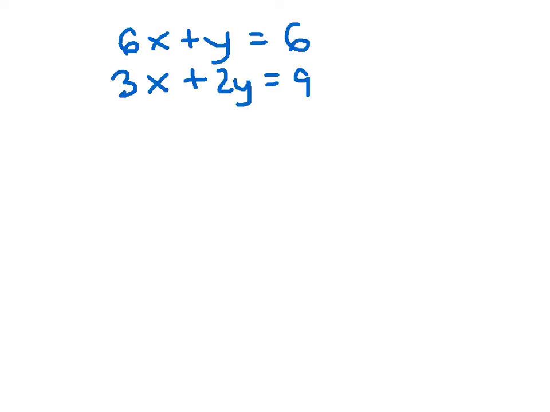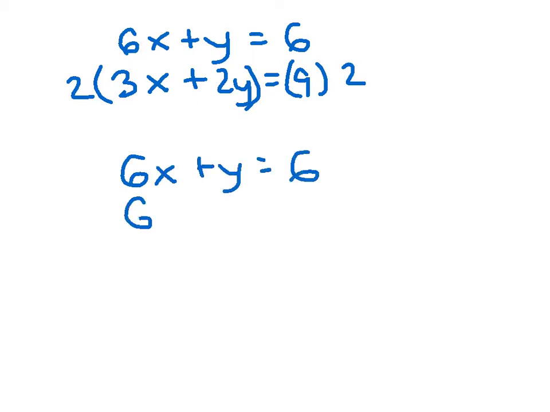Let's now apply those steps to our practice problems. So here we have 6x plus y equals 6 and 3x plus 2y equals 9. In this situation, you can either deal with the x or the y. I'm just going to deal with the x. So I'm going to multiply both sides of the second equation by 2 so that I can have the same coefficient for my x term. So I'm now going to have 6x plus y equals 6 and 6x plus 4y equals 18.